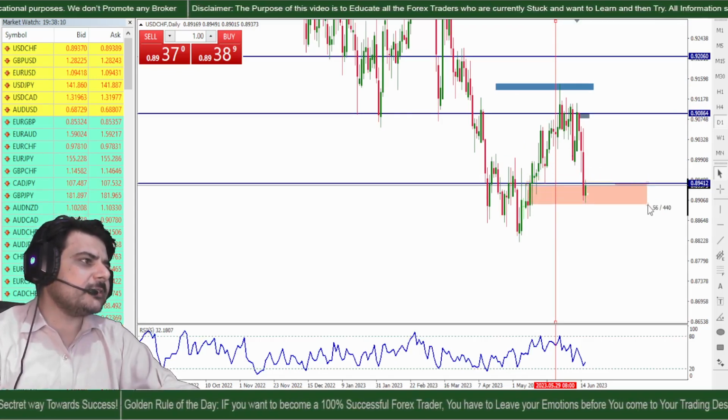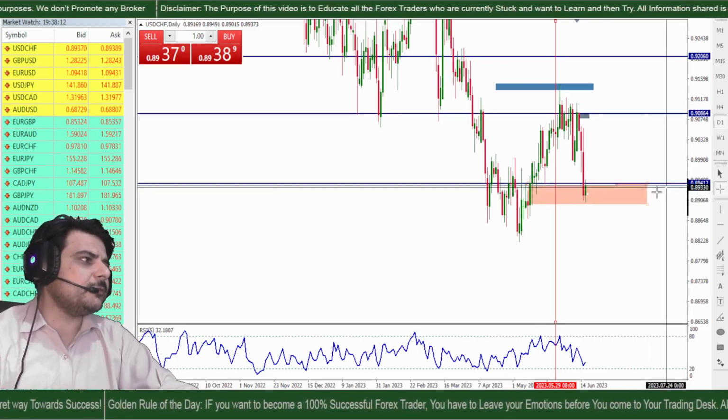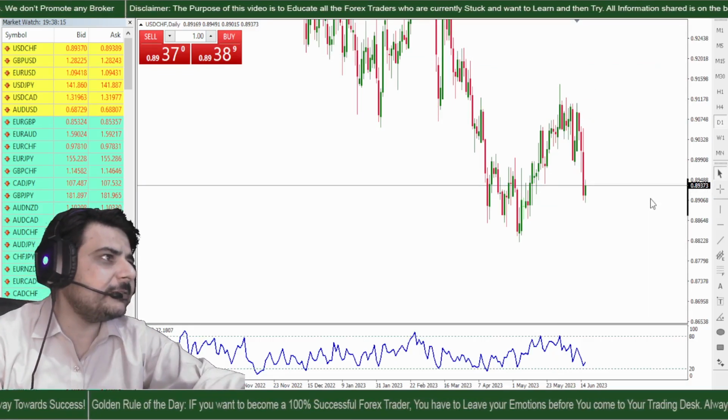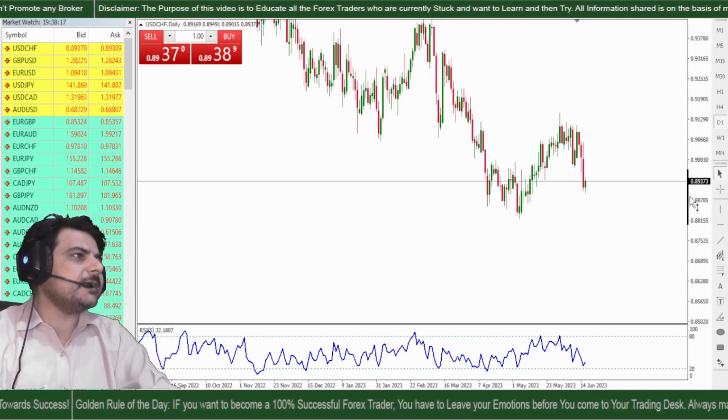And this was the zone. This was 0.89412, the original zone. So let's delete everything, and now let's find out something else.